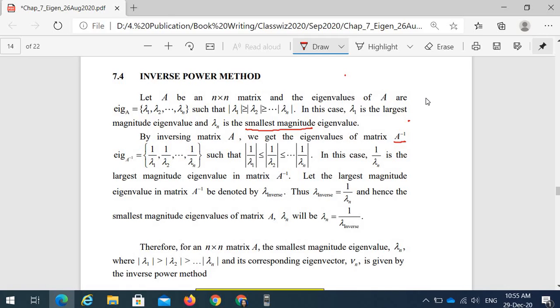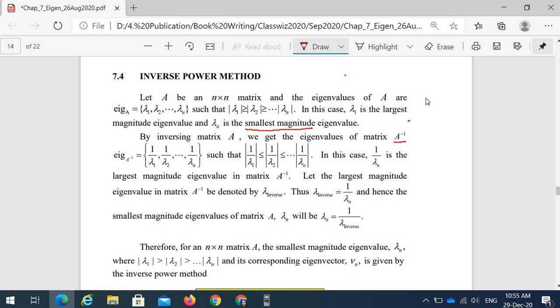the eigenvalues of the inverse matrix will be 1 over lambda 1 for the first, 1 over lambda 2 for the second, and 1 over lambda n for the last. Because lambda 1 is initially the largest magnitude, when we take 1 over the largest, it will become the smallest.